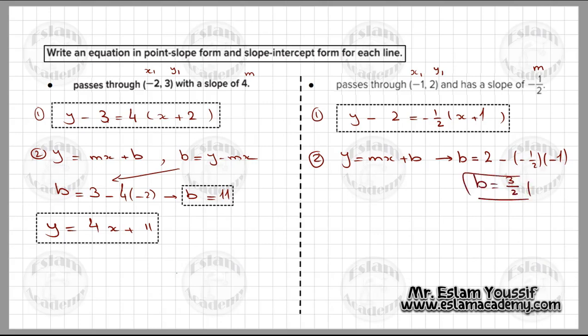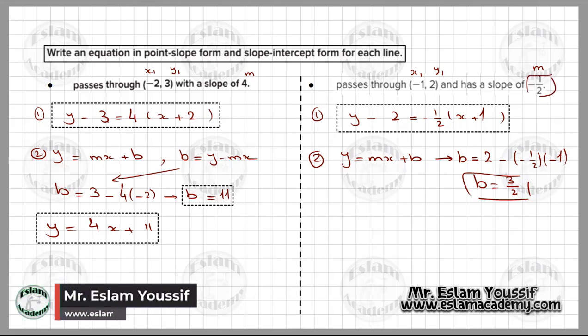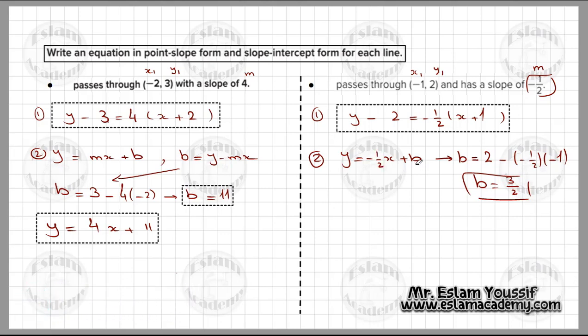Now we have the value of b and we have the value of the slope. So to write the equation, just replace m with the slope, which equals negative 1 over 2, and b, the y-intercept, which equals 3 over 2. So the equation in slope-intercept form will be y = -1/2 x + 3/2.